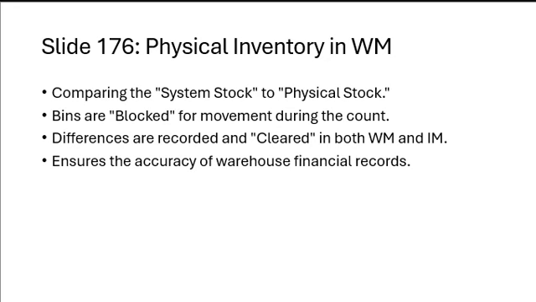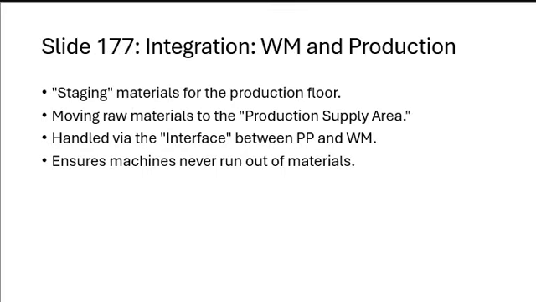Physical inventory in WM. Okay, so physical inventory compares the system stock with the actual warehouse. Bins are blocked during counting to prevent movement. Differences are recorded and cleared in warehouse and inventory management. It ensures accuracy of warehouse financial records consistently. The process maintains trust in the company's reporting system. A physical inventory is important for compliance and auditing.